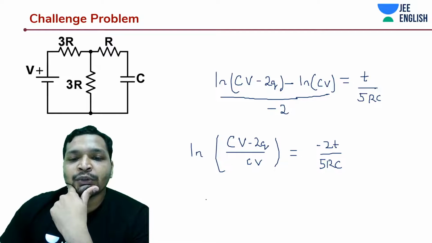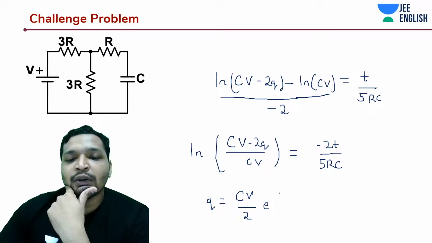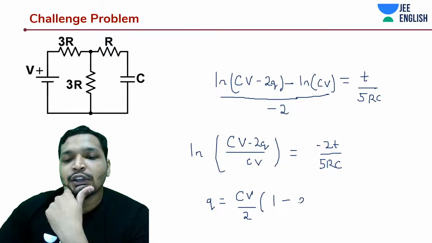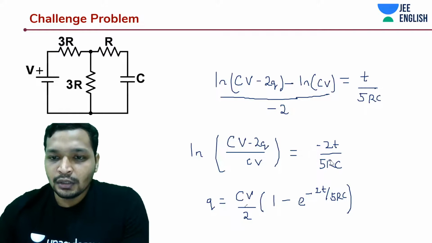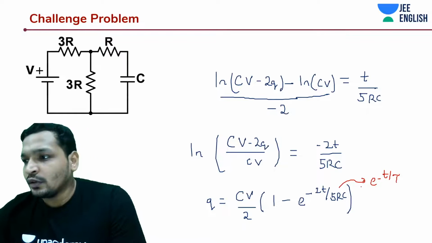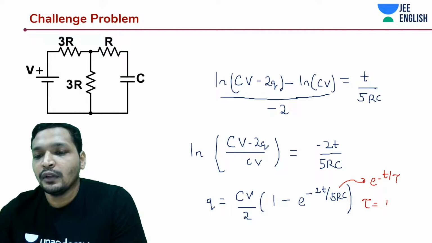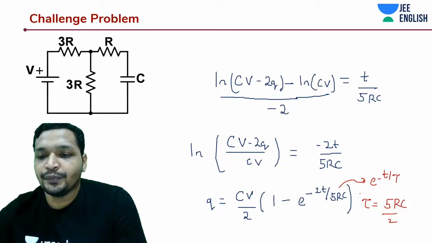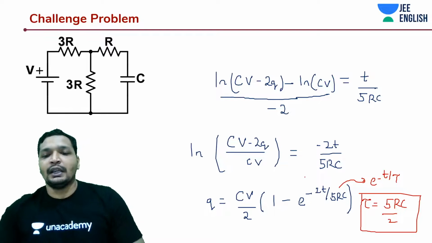And you take exponential on both sides, you would get q is equal to CV by 2. We are getting it correct, I guess, times 1 minus e to the power minus 2t by 5RC. What is the value of tau? I'm saying this is e to the power minus t by tau. Tau is 5RC by 2. Right, this should be the time constant.